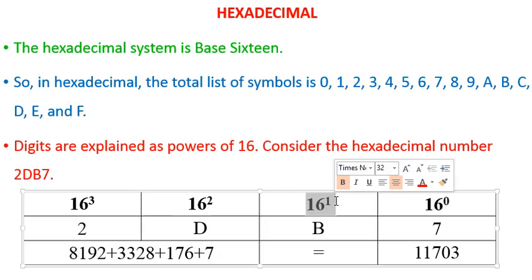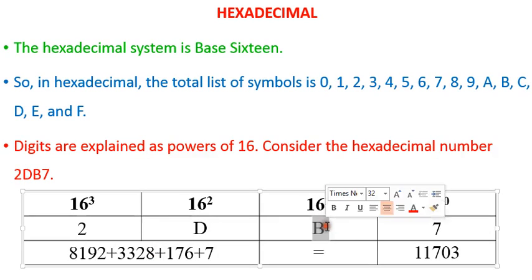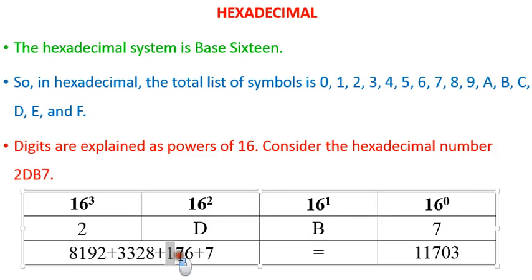Then you come to this, which is 16 raised to power 1. Any number raised to power 1 is itself. Therefore, we have 16 times B. And this B stands for 11. 16 by 11 will give you 176. Then you come to the last one, which is 16 raised to power 0 as usual. Any number raised to power 0 is equal to 1. And that one should be multiplied by this 7 to give us 7.